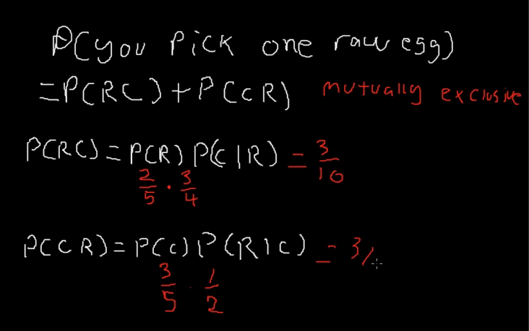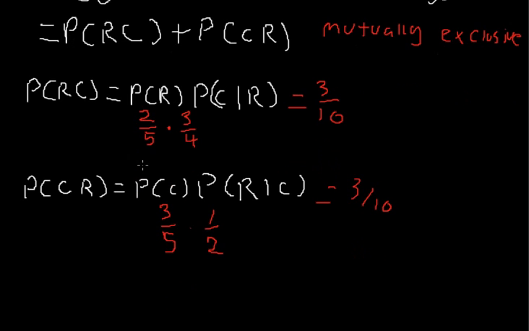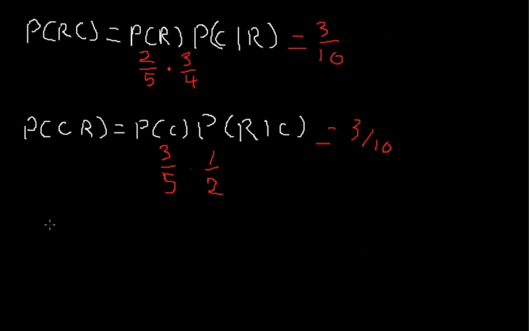So 3/10 plus 3/10 is 6/10, which is 3/5. So that probability is 3/5. That's part A.